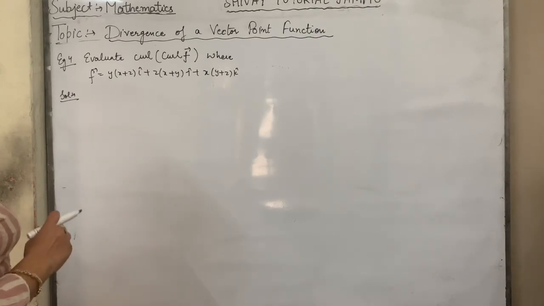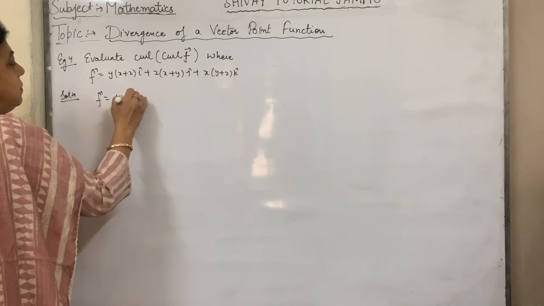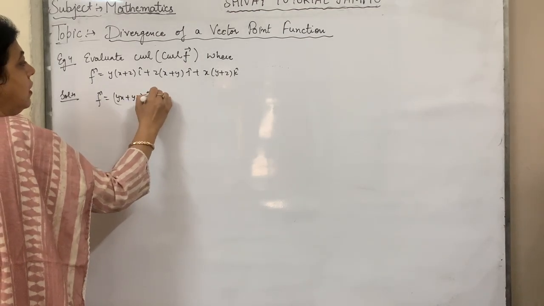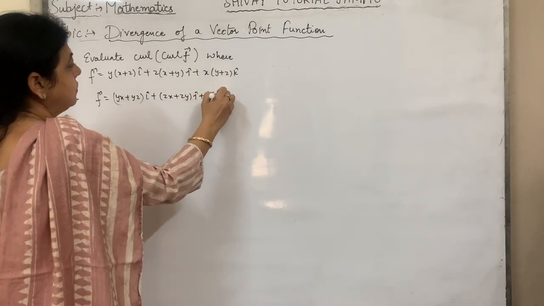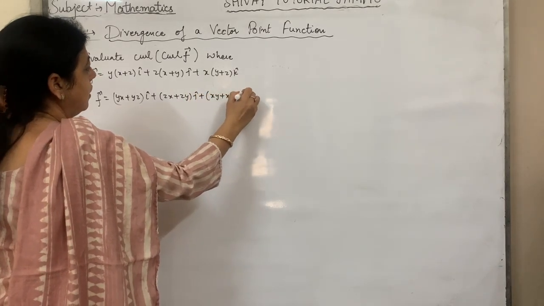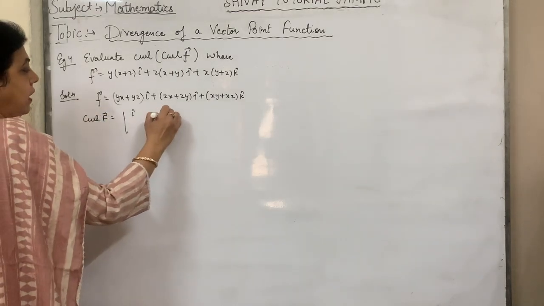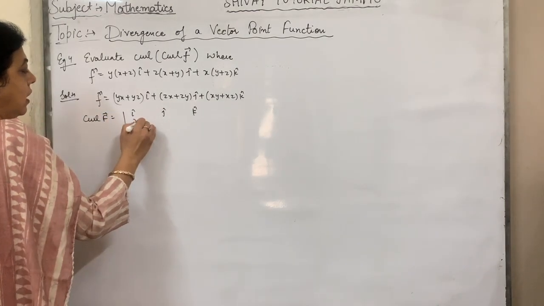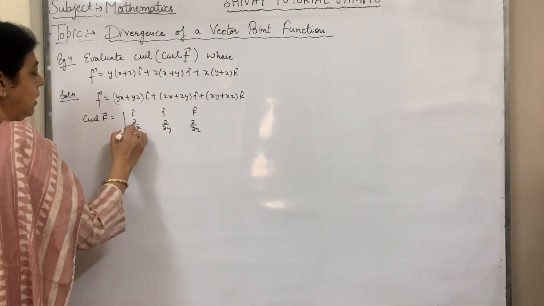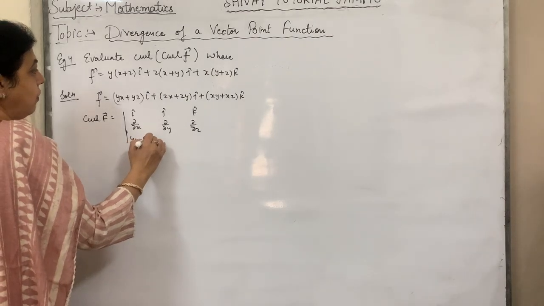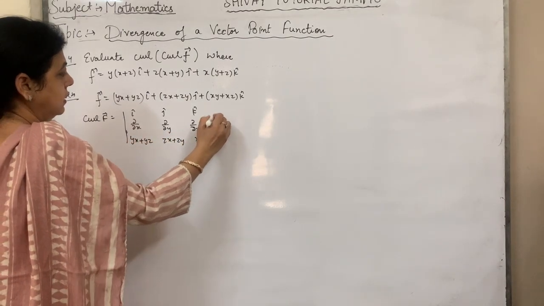Next is evaluate curl of f. Here the f function is yx plus yz with i, zx with zy with j, and xy plus xz with k. Now we will find curl of f function. It will become the determinant of i, j, k, curly by curly x, curly by curly y, curly by curly z, with yx, yz, zx, zy, xy, xz.